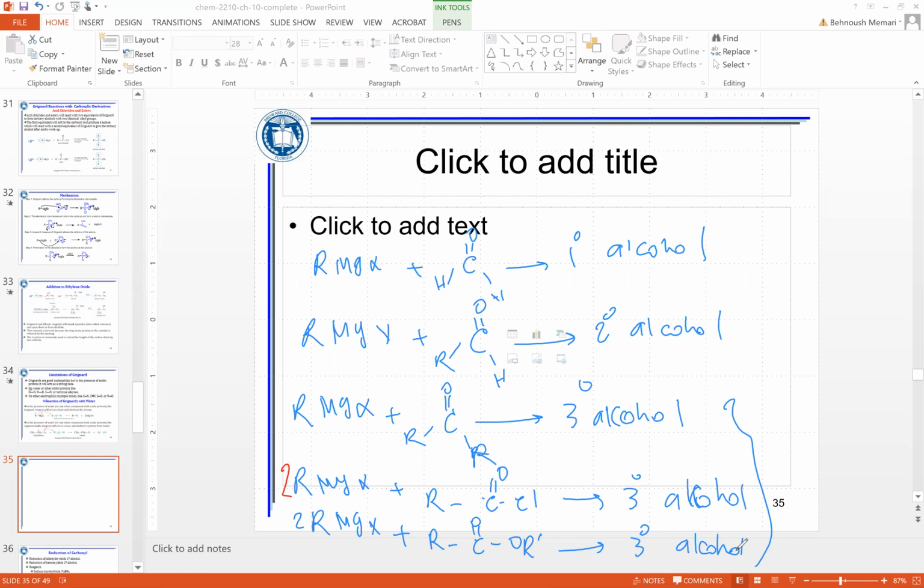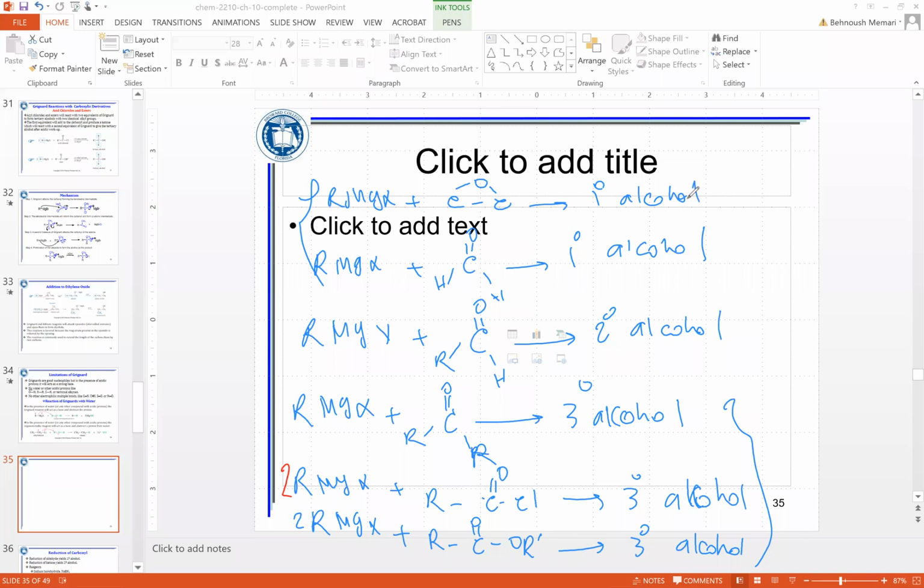You have only one way to make secondary, that's the RMgX or Grignard plus aldehyde that gives you secondary. Of course, you can make secondary alcohol by reduction of ketone, but with the Grignard, this is the only way. For primary, you have 2 methods. RMgX plus formaldehyde would give you primary. Also, RMgX plus epoxide would give you primary alcohol.